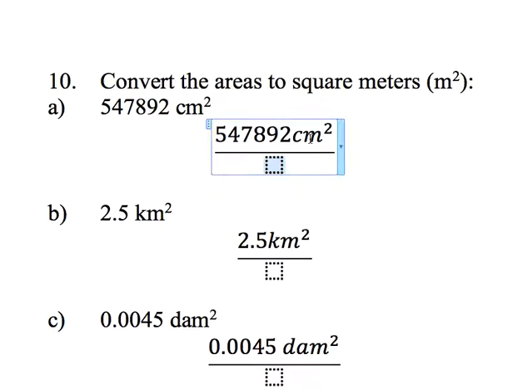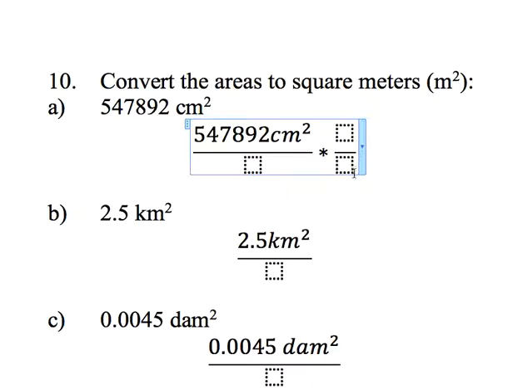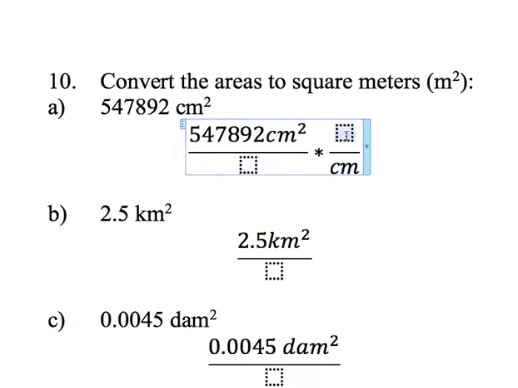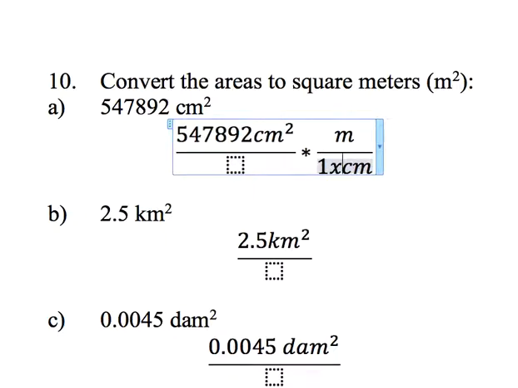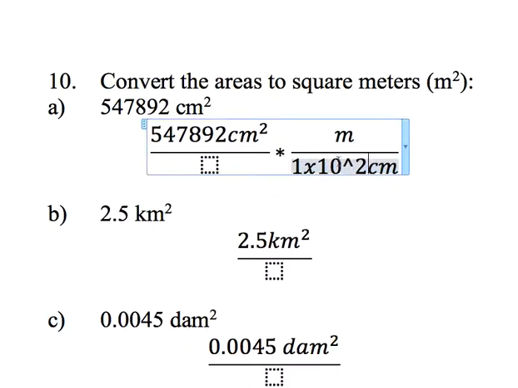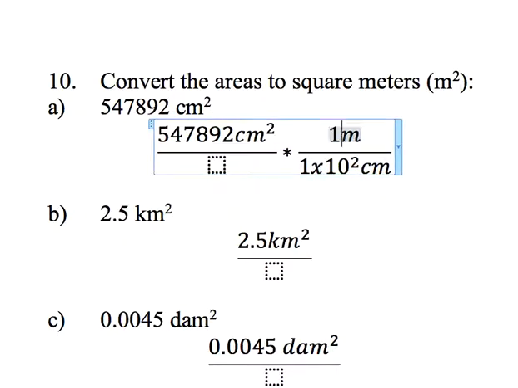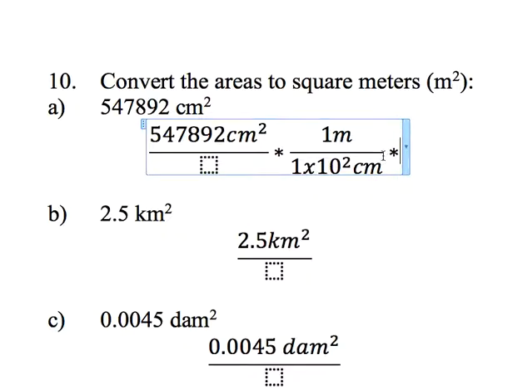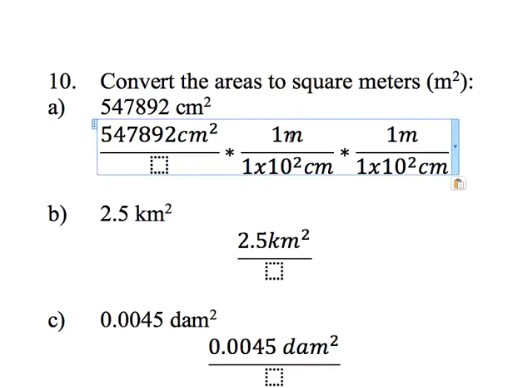If I want to change centimeter squared to meter squared, I'm going to set it up with a fraction. I'm going to get rid of one of my centimeters on the bottom, put meters on top, and 100 centimeters equals 1 meter. Now I got rid of one of them, so one of these centimeters will cross out, but not both. So I have to do this whole thing again. I'm going to copy this conversion factor and do it again. Now I've crossed out both centimeters, and I end up with 2 meters on top, which is meters squared.